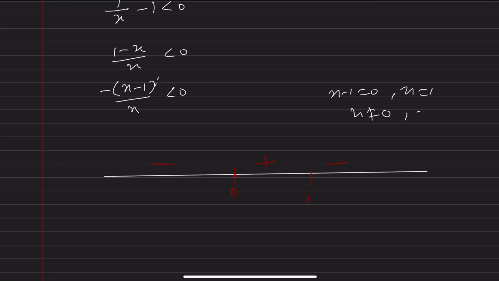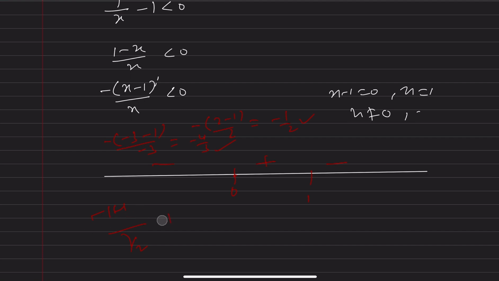So let me verify. Here we consider any number x, suppose negative 2. If you put it here, negative 2 minus 1 over negative 2, which is equal to minus 1 over 2, you can see it is negative. If you take any number less than 0, put here negative 3, minus 3 minus 1 over minus 3, which is equal to minus 4 over 3. You can see negative. But if you take any number between 0 and 1, take 1 by 2, it is going to be 1 by 2 minus 1, so minus of minus 1 by 2 over 1 by 2 is equal to 1. So it gives you a positive value.